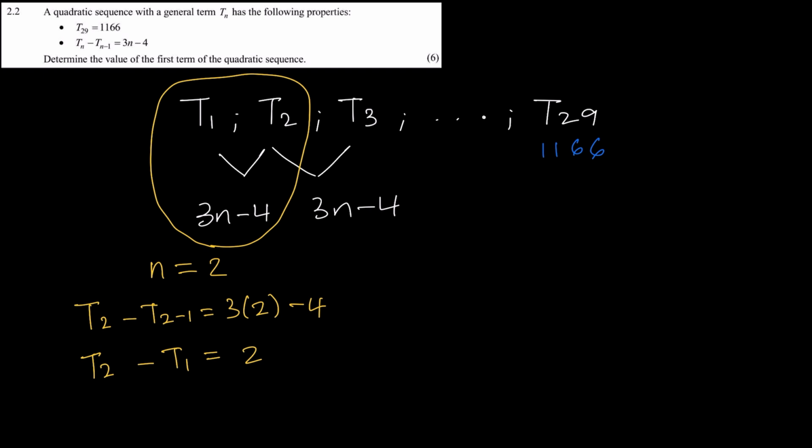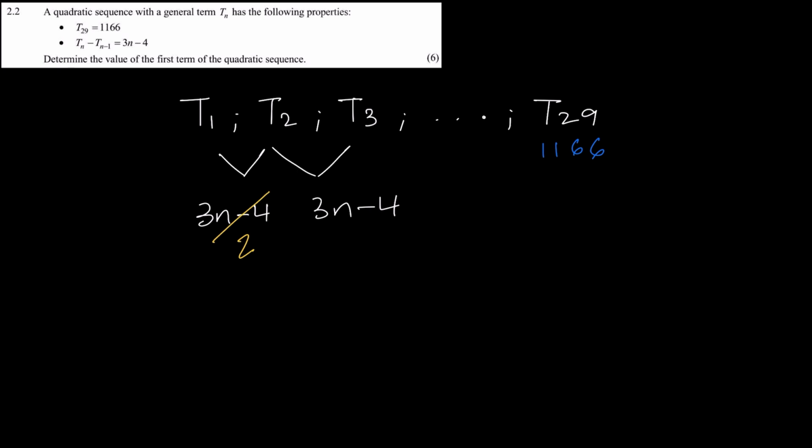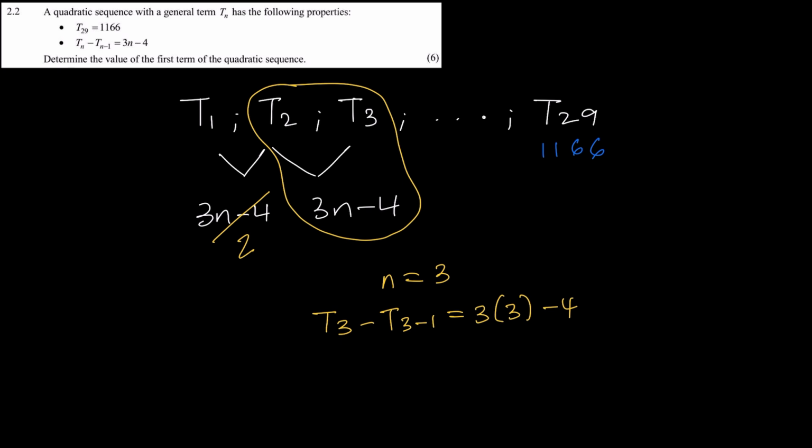So let's clear this up. And I've replaced it now with 2. Now let's focus on T3 and T2. In this case, we'll substitute n equals 3. When n equals 3, our expression looks like this. T3 minus T2 equals 3 into 3 minus 4. Again, I'm reiterating, it's just the same format as point 2. Tn minus Tn minus 1 equals 3n minus 4. We can simplify here. So T3 minus T2 equals 5.